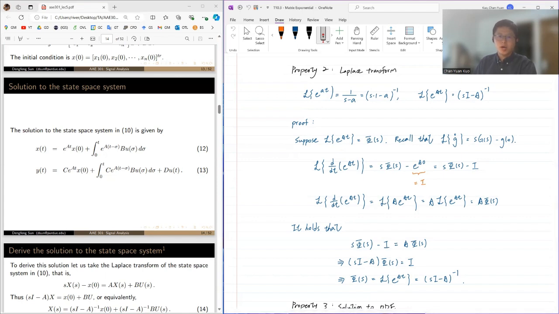From the Laplace transform of the derivative of the matrix exponential e to the A times t, we see that s times phi of s minus I is equal to A times phi of s. This implies that sI minus A times phi of s is equal to I. Now, if we pre-multiply the inverse of sI minus A on both sides, we see that phi of s, which is the Laplace transform of the matrix exponential e to the A times t, is equal to the inverse of sI minus A.